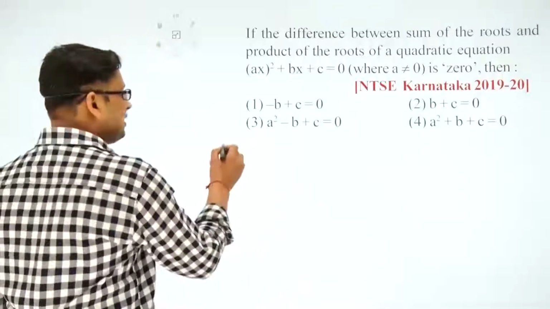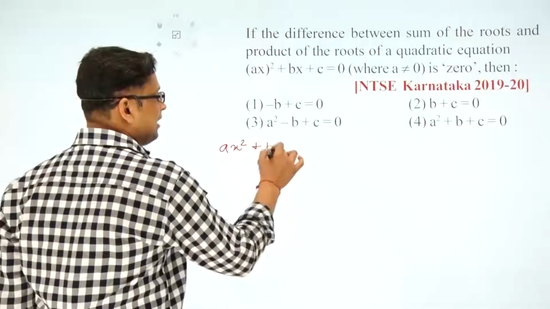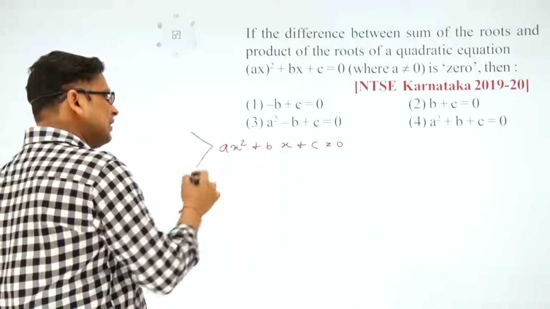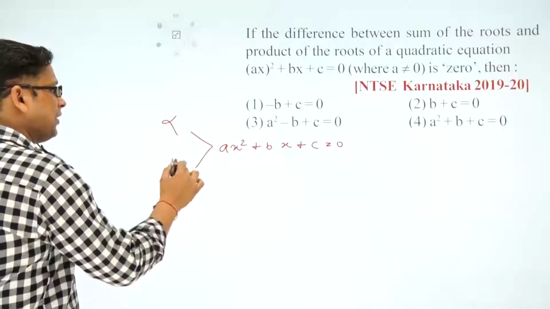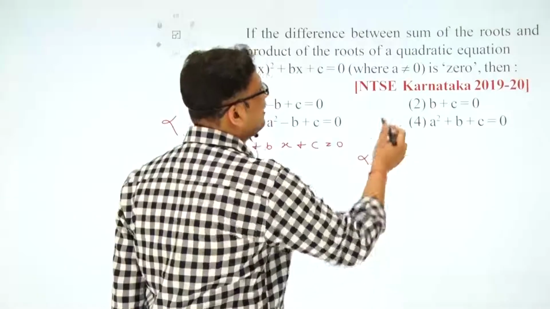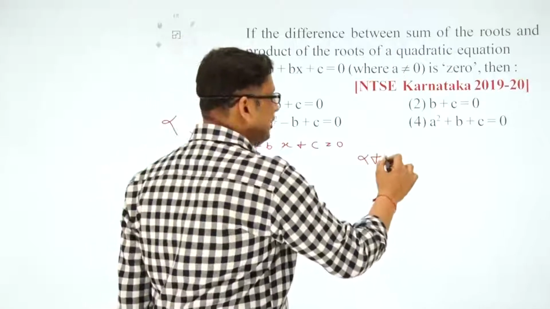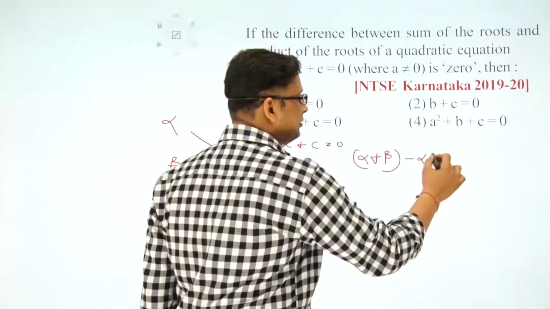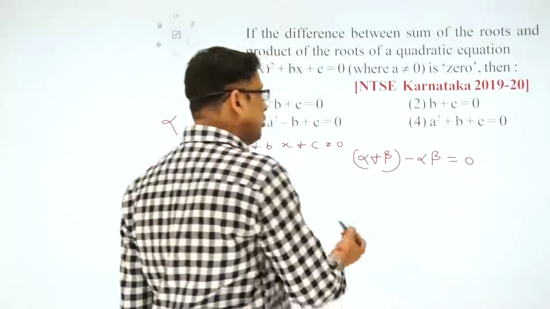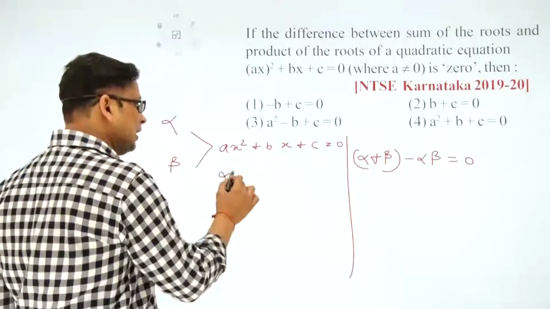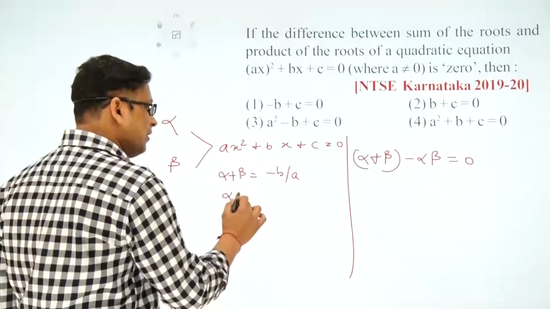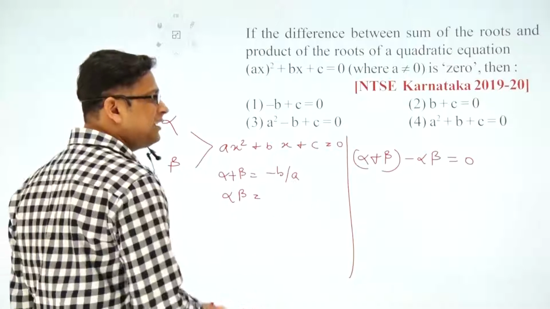So over here the equation is ax square plus bx plus c, and we are just considering the two roots of this equation, alpha and beta, and it is given in the question that the difference of the sum of the roots and the product of the roots, that means alpha plus beta minus alpha beta, is equal to 0. So we are going to find the value of alpha plus beta. Over here alpha plus beta can be written as minus b by a, and alpha beta can be written as c by a.